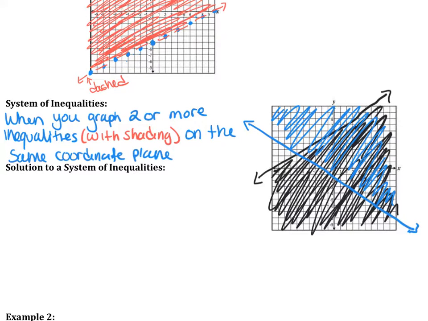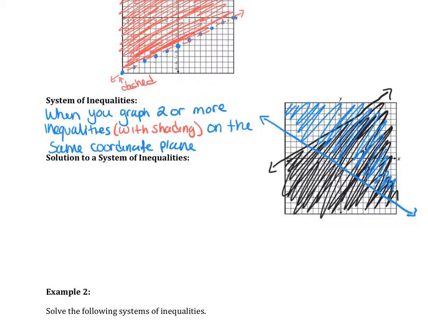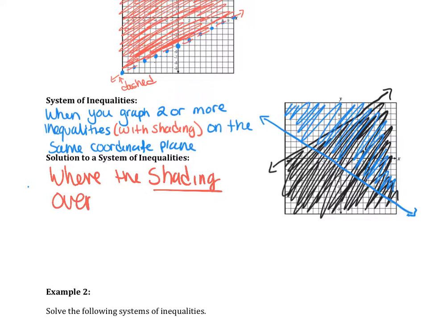Now a solution to a system of inequalities, similar to the system of equations, right? The system of equations, our solution is where the two lines intersected, that point. Here, the solution to a system of inequalities is where the shading overlaps for those. So a solution to a system is where the shading overlaps.